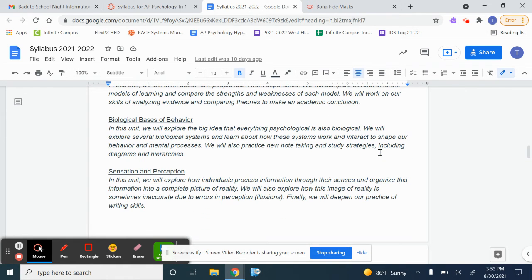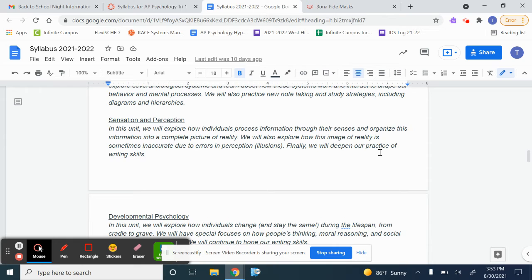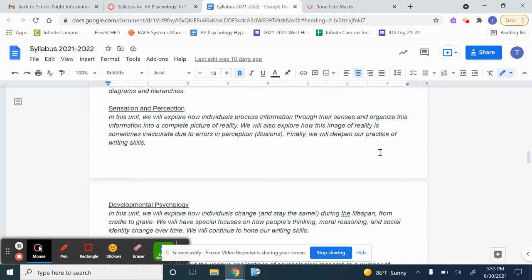Then we dive into the biological basis of behavior. We spend some time looking at nervous system, brain systems, hormonal systems, all those things that might influence behavior and thought processes. Next, we move into sensation and perception. We take a look at how human beings organize their world through their senses, and then how those organized pictures can become perceptions in our mind. We take a little bit of time looking at some optical illusions and other kinds of perceptual illusions.